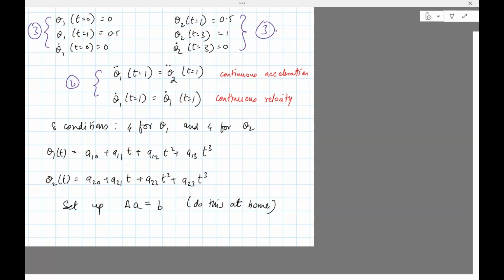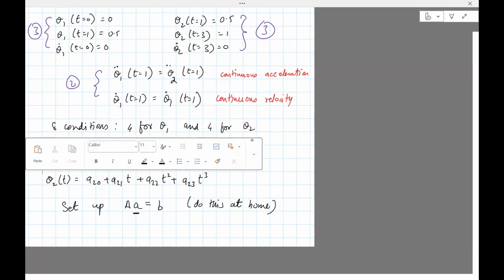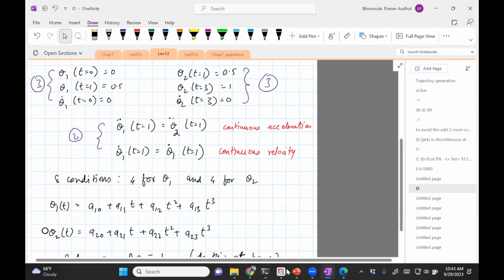Okay, so I don't want to go through the process of setting up A a equals b here, but I would like you to do that yourself. I will give you A, it's in the code. So I did this whole thing, computed uppercase A, lowercase b, and then computed lowercase a by solving the equation in Python. And then I'm going to show you the plots, just like I showed you the plots for the previous one. Okay, so try to do that yourself and see if you get the same A as I got in my notes.